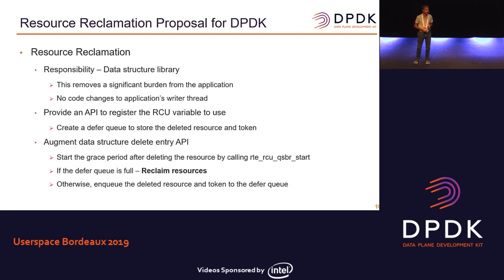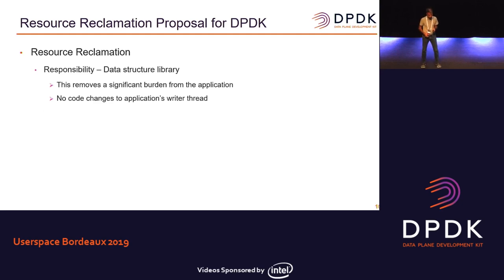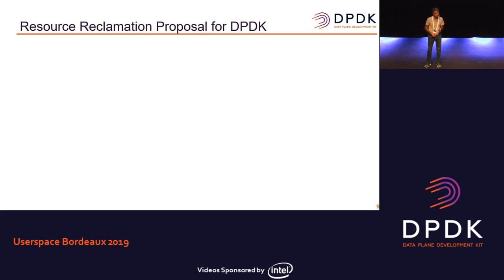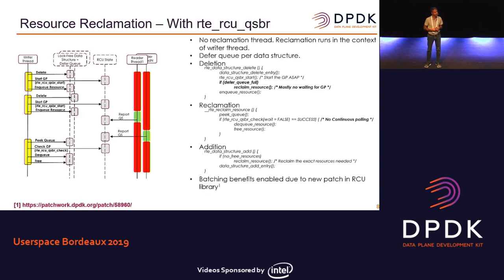In your slide 8, I want to know how you are determining if there are no free resources, because the defer queue is with every data structure. That means I don't have a global view of whether free resources are available. Will the free resources count now be per data structure? How do we determine whether there are free resources or not?